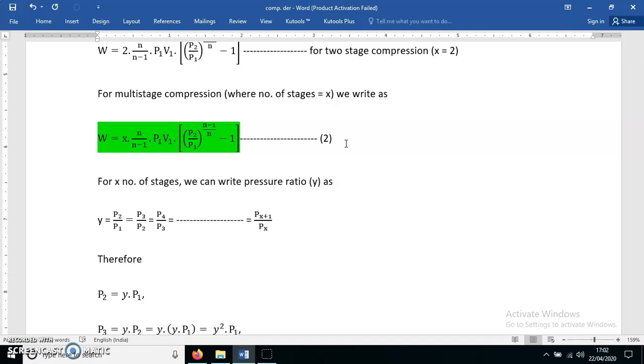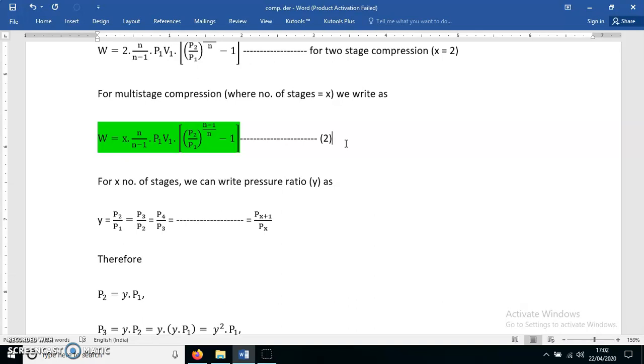P2 is an intermediate pressure for 2 stage compression because P1 is suction and P3 is delivery. If there are 3 stages, P1 is suction and P4 is delivery, and P2 and P3 are intermediate pressures. If there are 4 stage compression, P1 is suction and 4 plus 1, that is P5, is your delivery pressure, and the intermediate pressures are 3 in number: P2, P3 and P4.